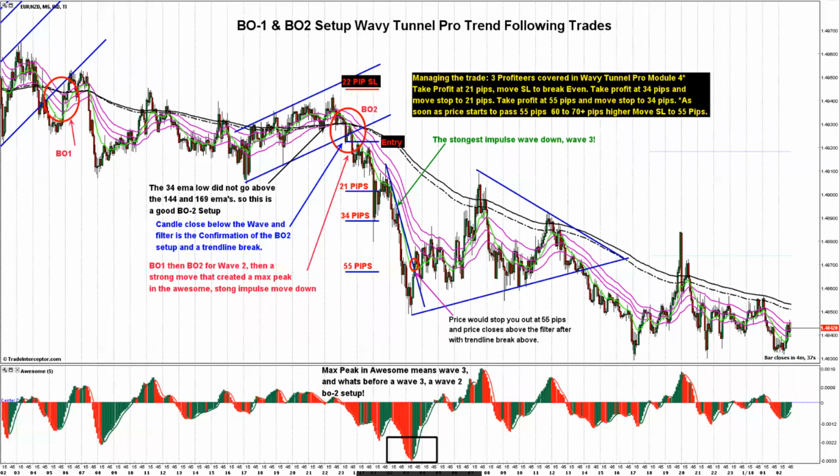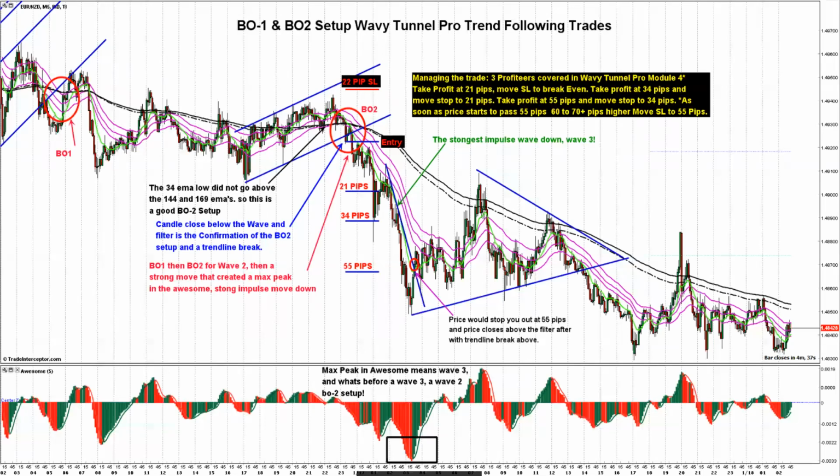Okay. This example was done by Anthony. Anthony really follows the wavy tunnel very precisely, and he's excellent with his 3 profiteers. And he actually runs the cryptocurrency room we have on Fridays. I think we just started back at that, and Anthony runs the cryptocurrency room. For those of you who are interested in cryptocurrencies, let me know, and I'll make sure you get into the room.